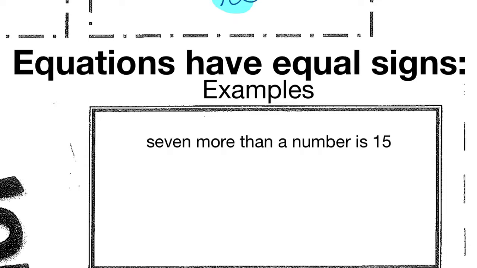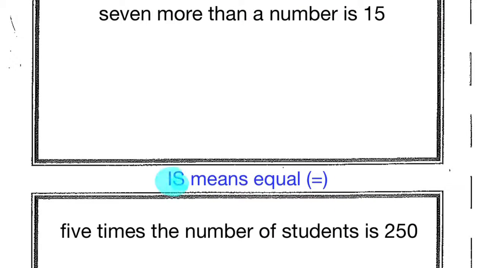Moving on, we're going to look at equations. Equations have equal signs. It's best to tell you right now that the word is means equal. So when you see that word is, that's going to mean equal, and these are ones that we could solve in the end.